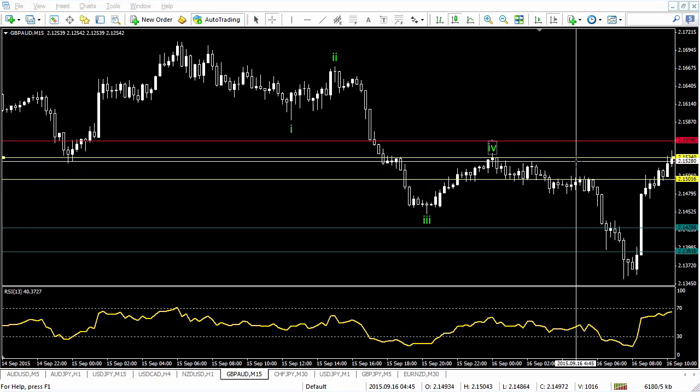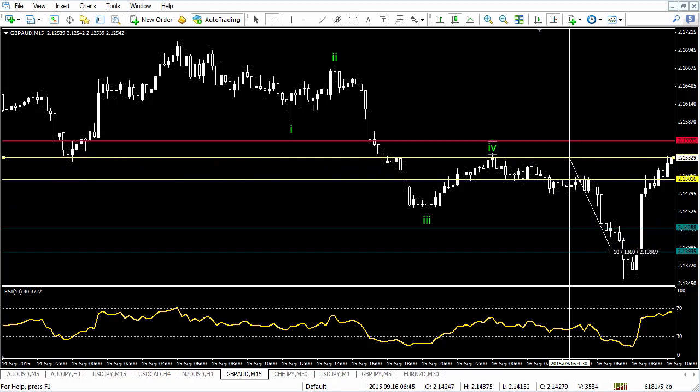And then we would know that we completed another 5-wave move down. With this trade, we would make, let's see, around 140 pips, against risking just 26 pips. Risk reward was great.